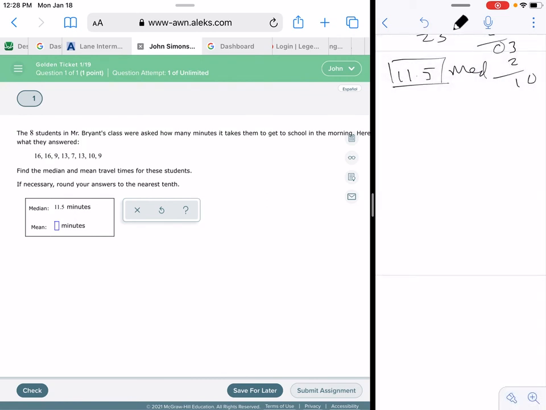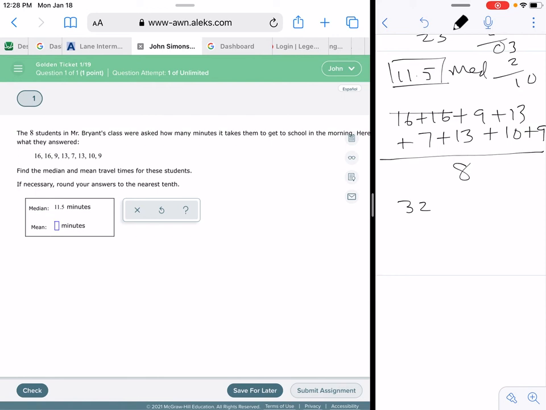So let's do that. We've got all these numbers, and you can add them in any order you want. You don't have to go back to how we had them organized up there. You would go 16 plus 16 plus 9 plus 13 plus 7 plus 13 plus 10 plus 9, add all of those together, and then divide that whole addition problem by 8 because there are 8 numbers there.